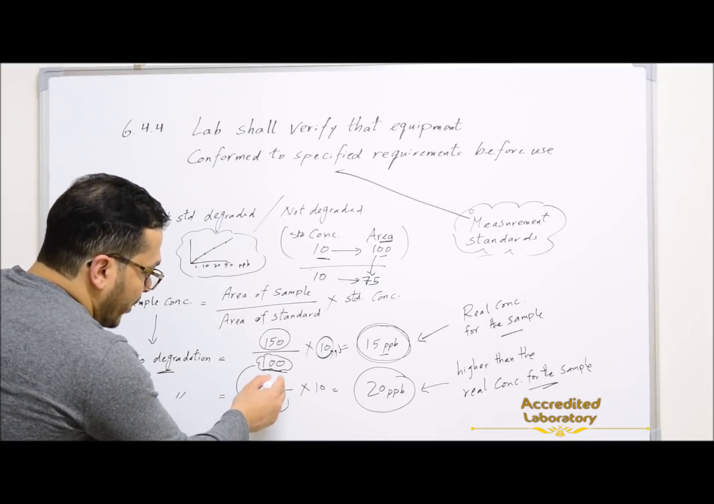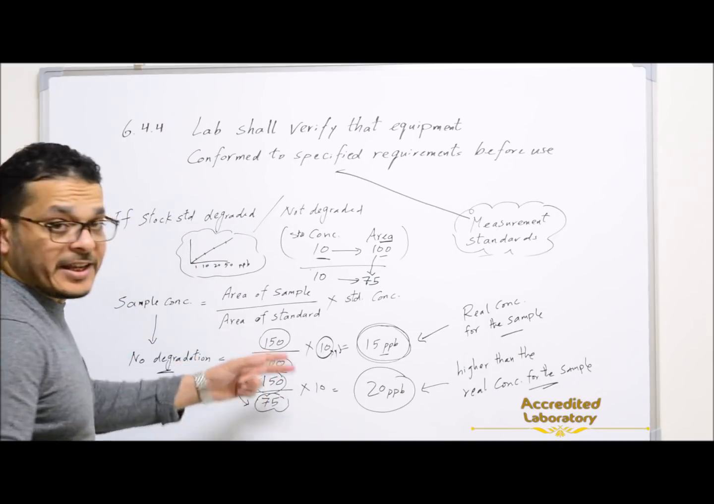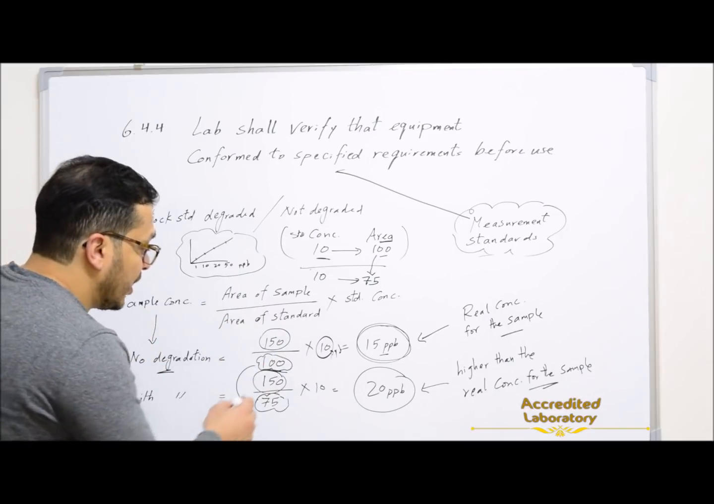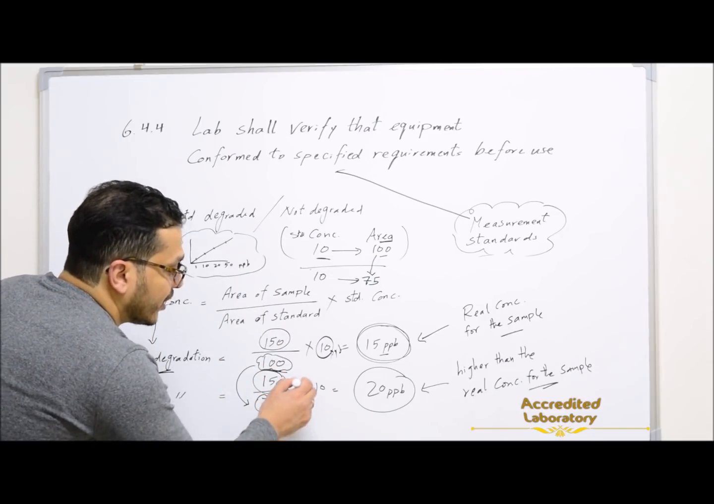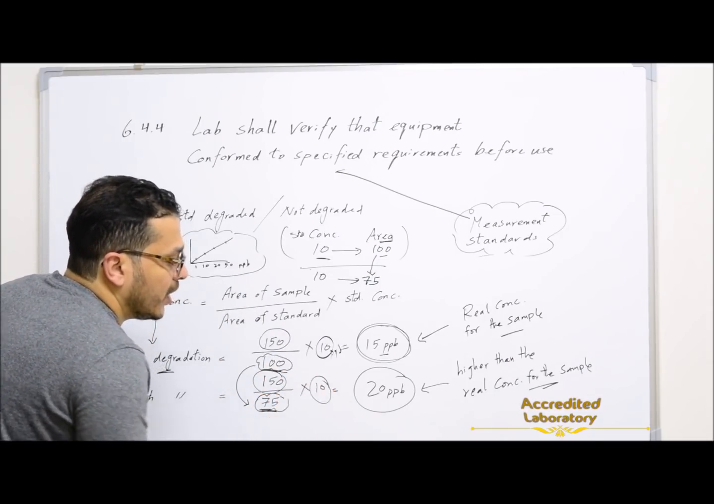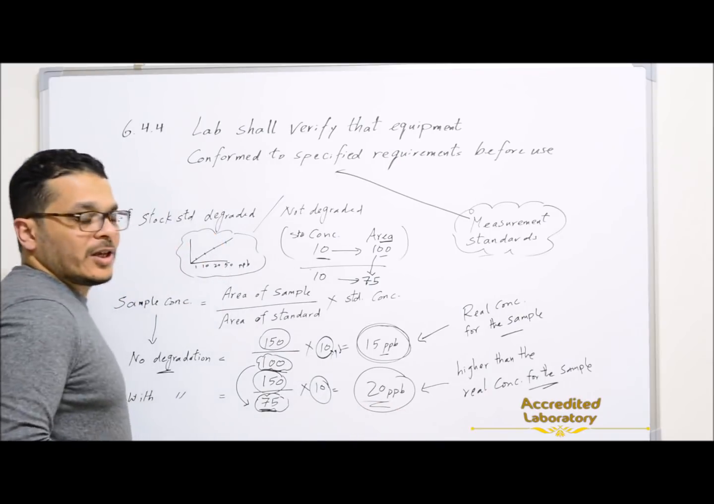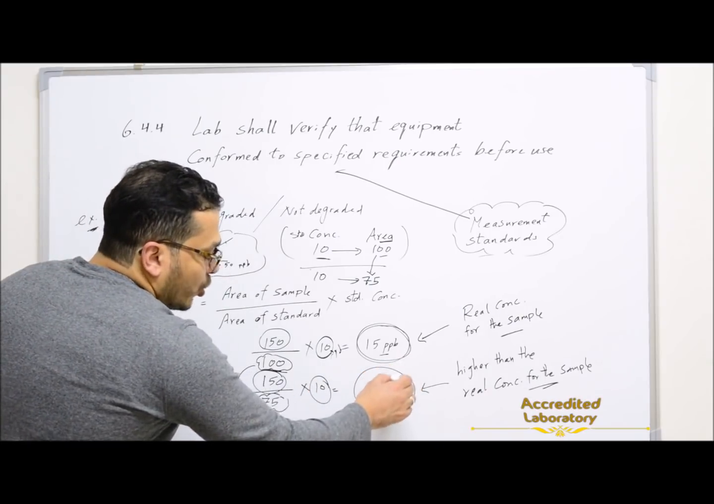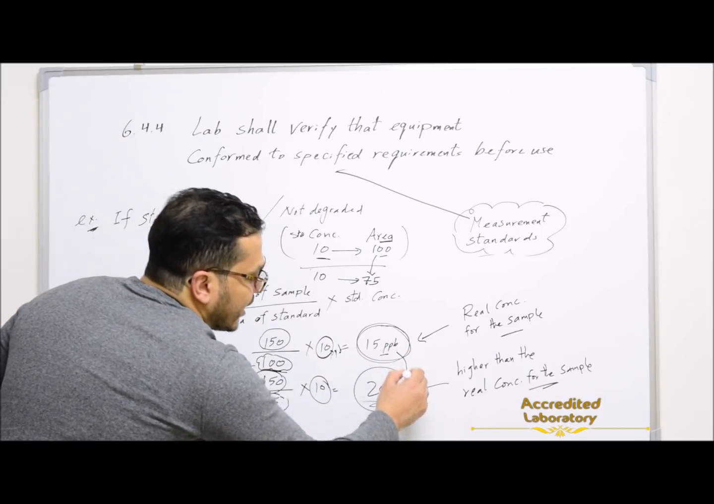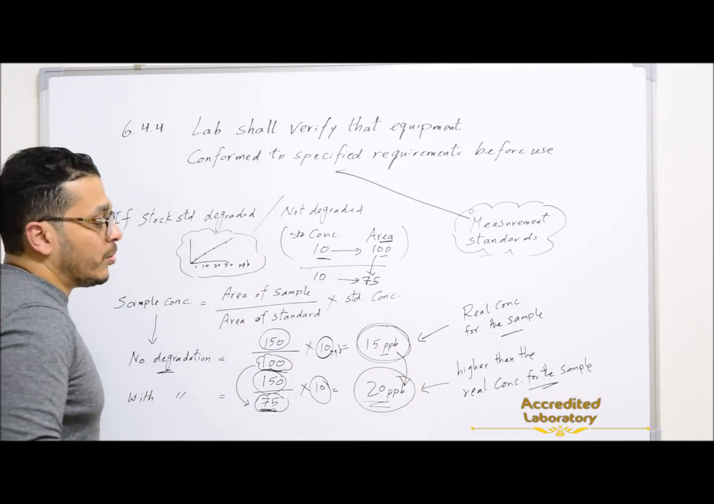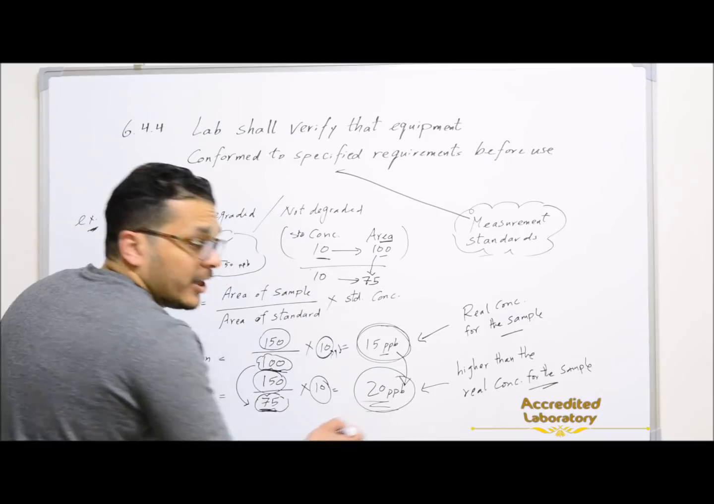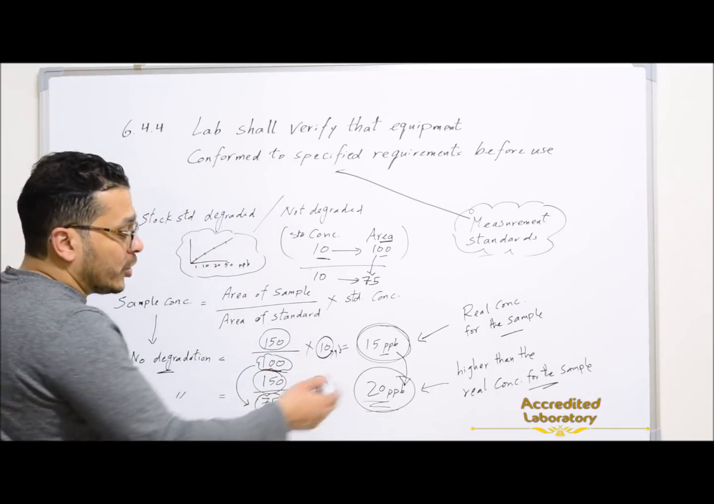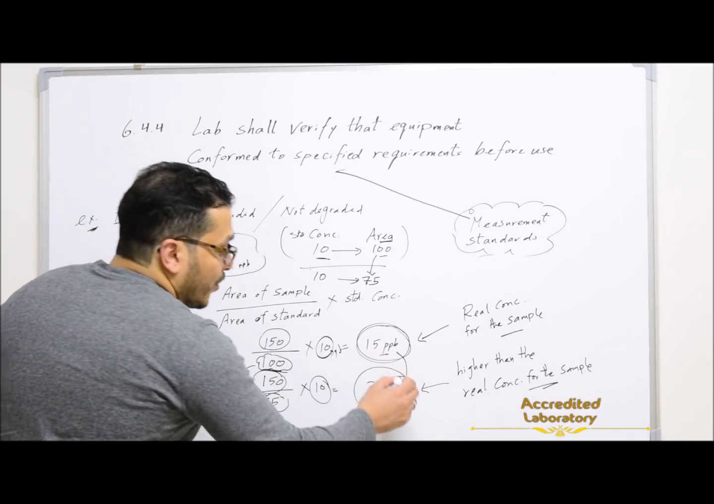So it will be 150, the area of the sample under the peak, divided by 75, multiplied by 10 ppb, and you will get 20 ppb. So the concentration for the sample will increase from 15 ppb to 20 ppb. Maybe you will reject this sample according to the maximum residual limit.